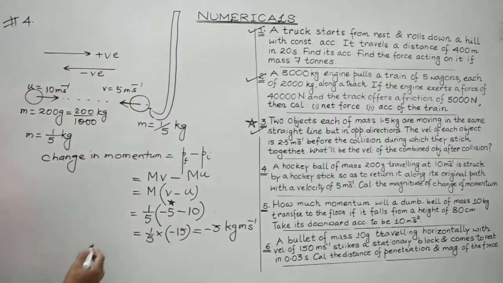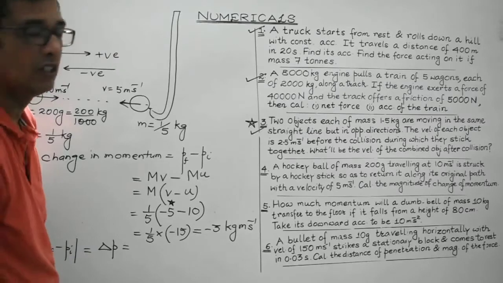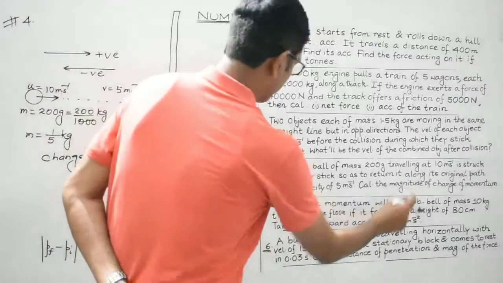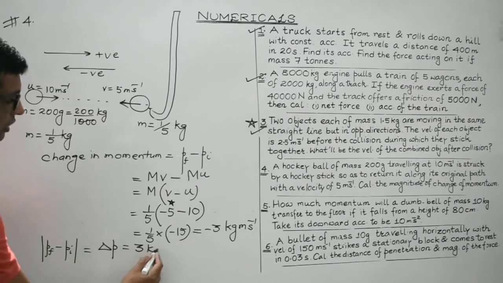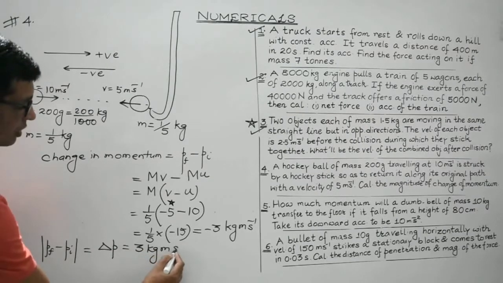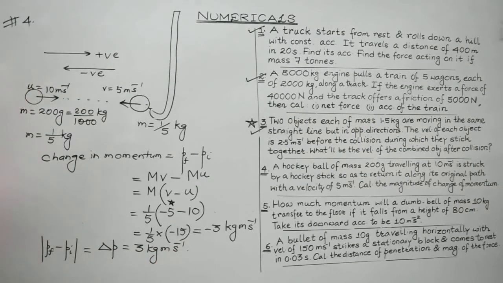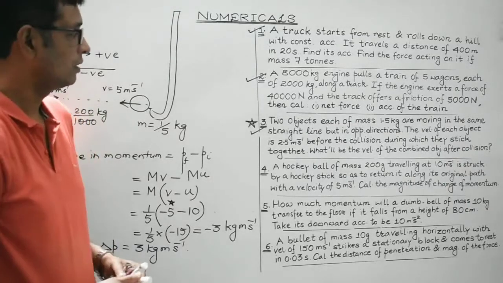So in magnitude, change in momentum can be represented like this. Del P represents change in momentum, final momentum minus initial momentum. This is mod; mod means magnitude. We are supposed to find the magnitude. So the magnitude of the change in momentum is 3 kg meter per second. So that's the answer. I hope students you have understood the concept.